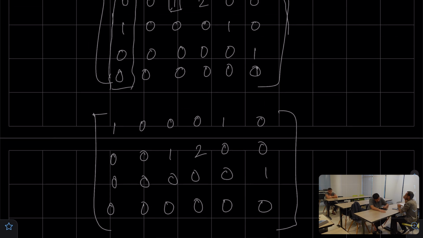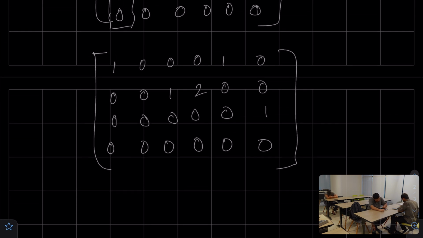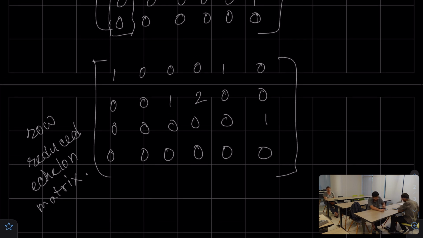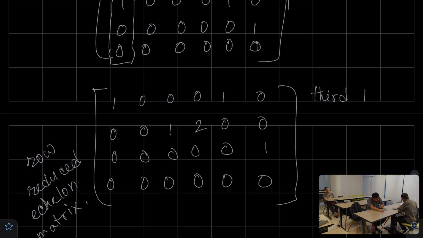So there are three types of elementary row operations. This one is the row redistribution matrix, and we use the third ERO to bring it down, right?